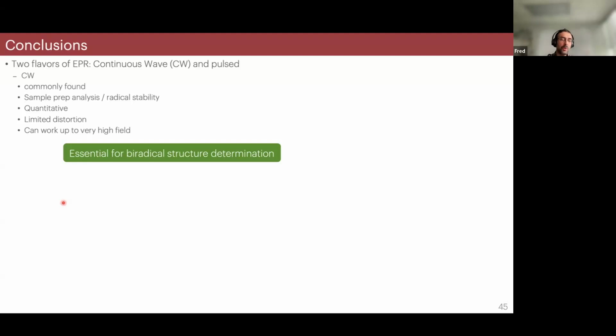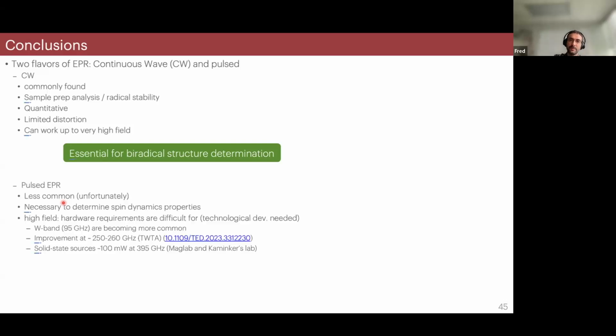And the continuous wave is what you most likely will encounter in a chemistry lab or chemistry department. It's very useful to know if your sample preparation is good. It's good to know if your radical is stable. It's quantitative, so you can compare different preparations and see if you consistently get the same concentration, for instance. And as far as I'm concerned, I like it because it has limited distortion and can work at very high fields, which for me is essential to determine the biradical structure.